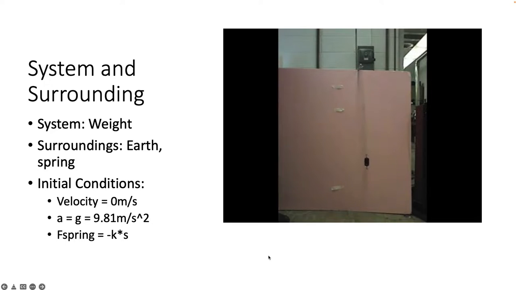So as you see there, the spring and gravity are working on our system, which is the weight. As I said previously, the surroundings are the Earth and the spring, because the Earth is giving gravity force and the spring is giving spring force. Our initial conditions were that the velocity of the weight was initially 0. Our gravity was 9.81 meters per second squared, and our force due to spring is negative k times s.